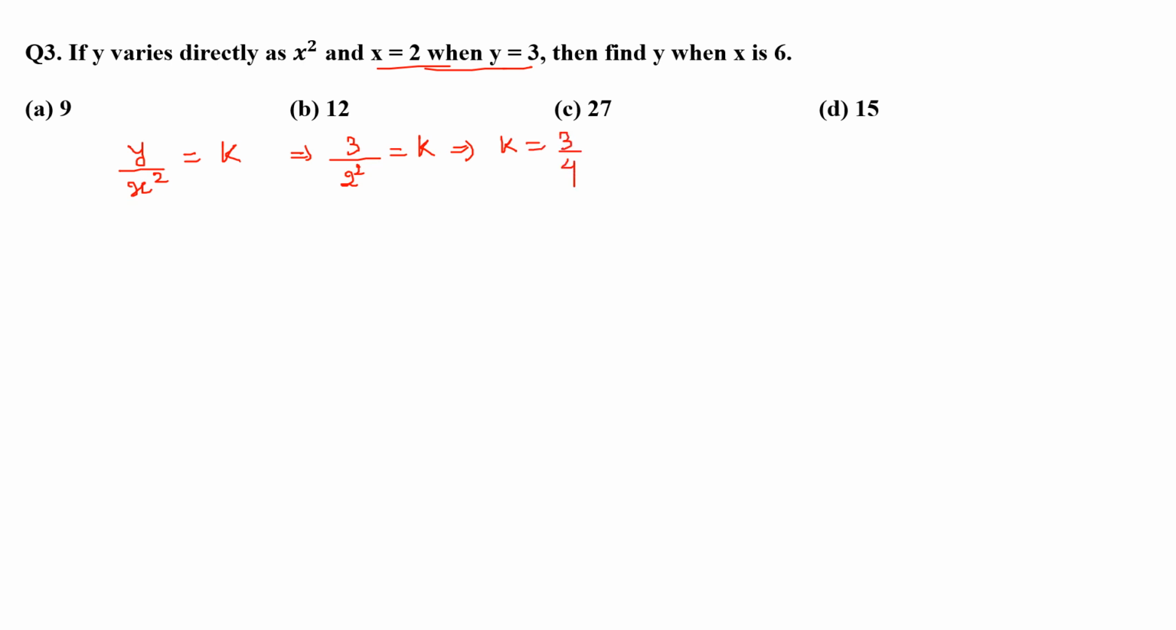Now in the same way, I have to find the value of y when x is 6. So again I will write y by x square is constant, which is k. Now I have to find the value of y when the value of x is given as 6. Now 6 square will give me 36, and the constant value I got here is 3 by 4. Isn't it? Now we have to solve and get the value of y. So I am going to transpose this 36 to the other side, so division will change to multiplication. So 4 times 9, so 3 9s are 27. So from here I can say my correct option is option C.